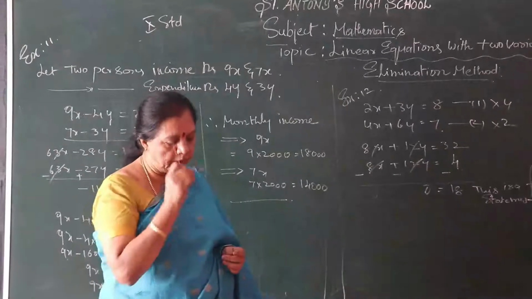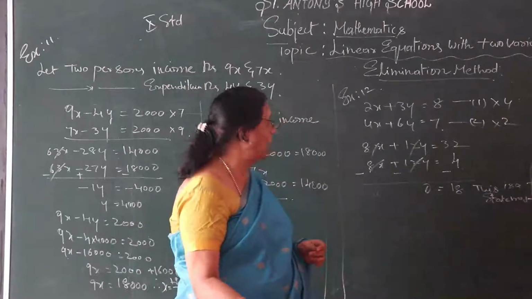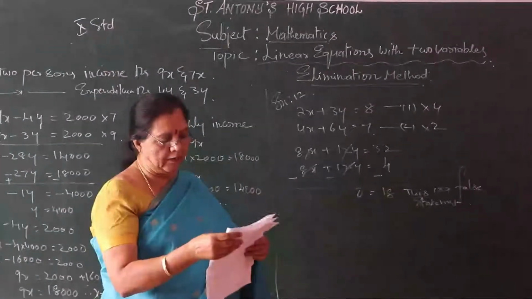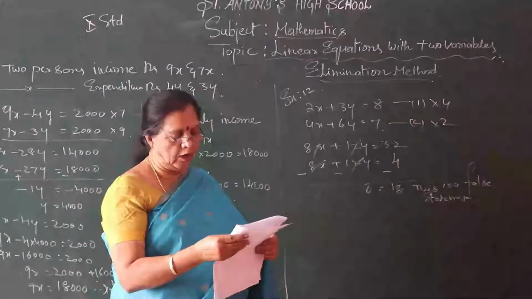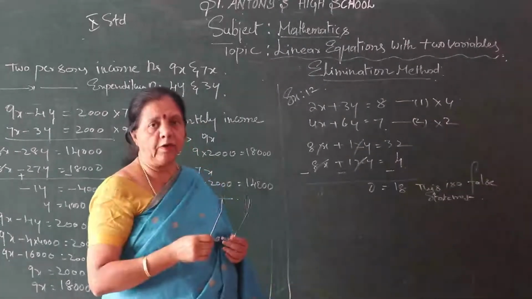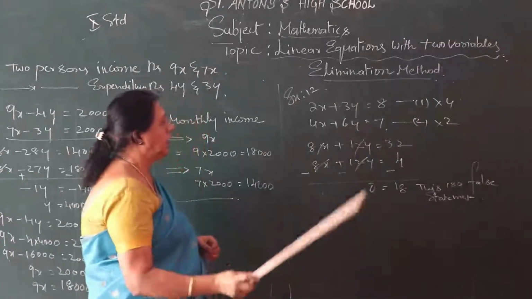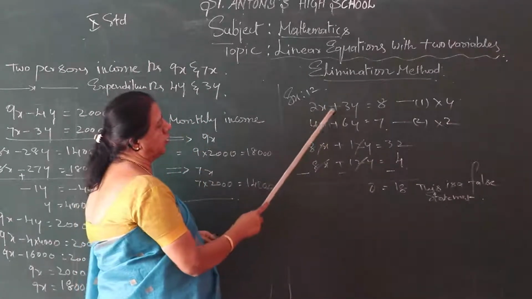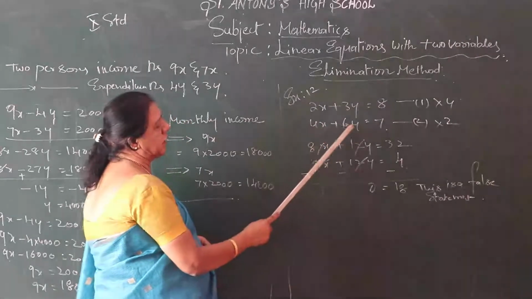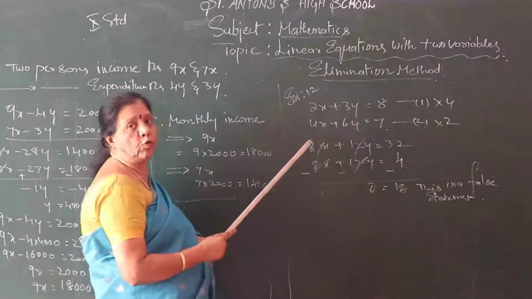Okay. The second problem you will also do. Example 12, they have given. Use the elimination method and find all possible solutions of the following. They have given it in your textbook. Example 12, you go through it, children. See, they have given two equations: 2x plus 3y is equal to 8, the first equation, and 4x plus 6y is equal to 7, the second equation. Once again take the coefficient.